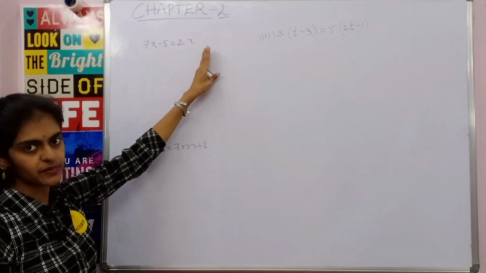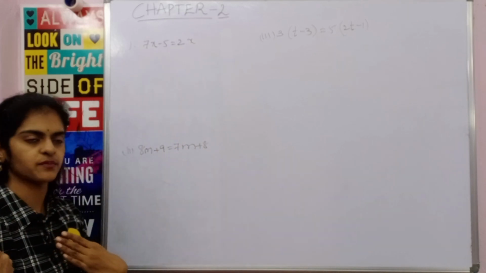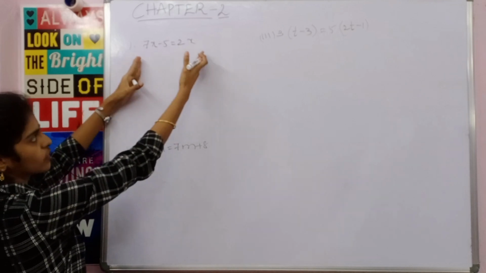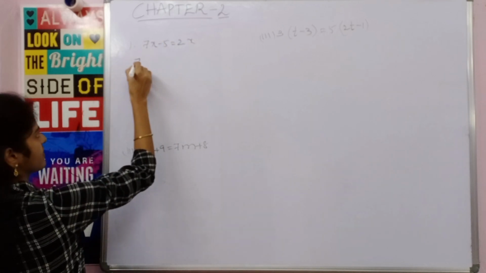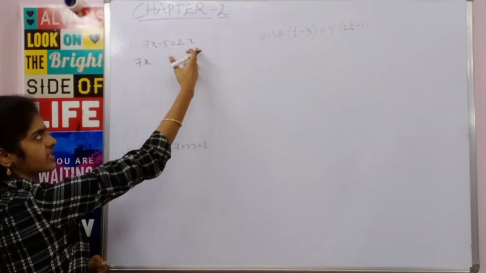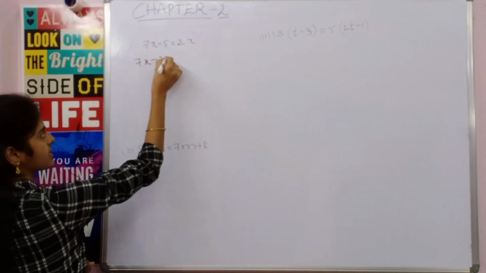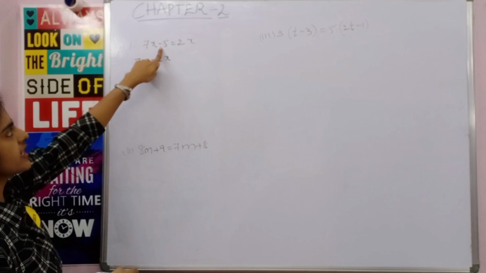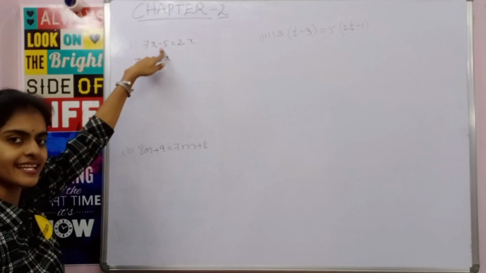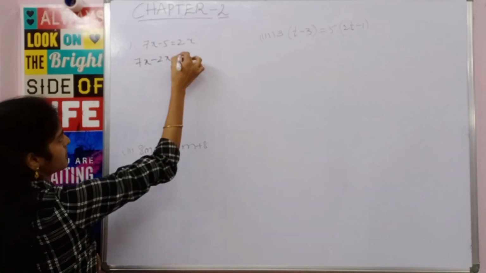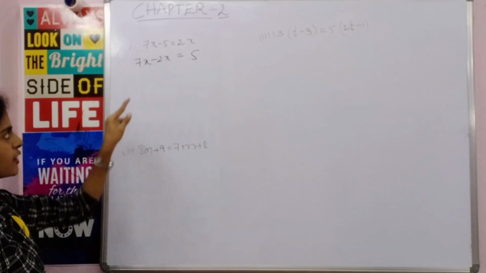So now let us bring both the variables to one side, okay? That means I want to bring 2x also to the LHS. So it is 7x. Now 2x is plus 2x here. If it comes to the other side, it becomes minus 2x. Now here minus 5 is a constant. Let us send the constant to the other side. So it becomes plus 5. Are you clear with this step now?